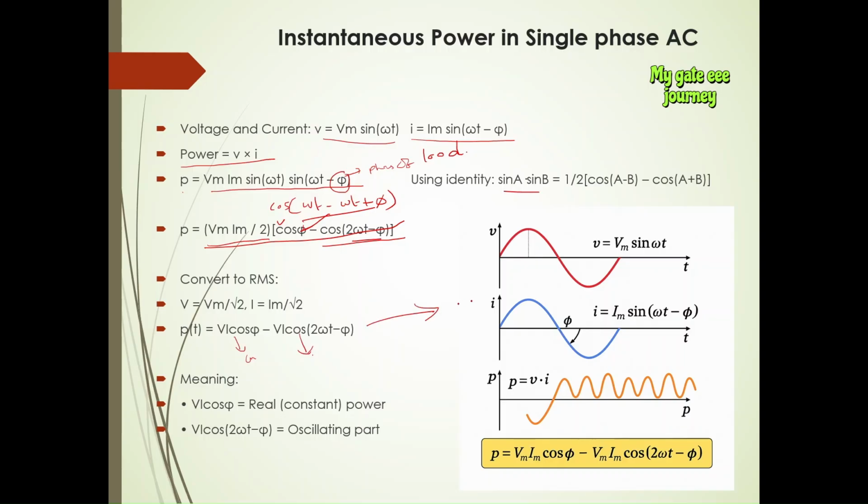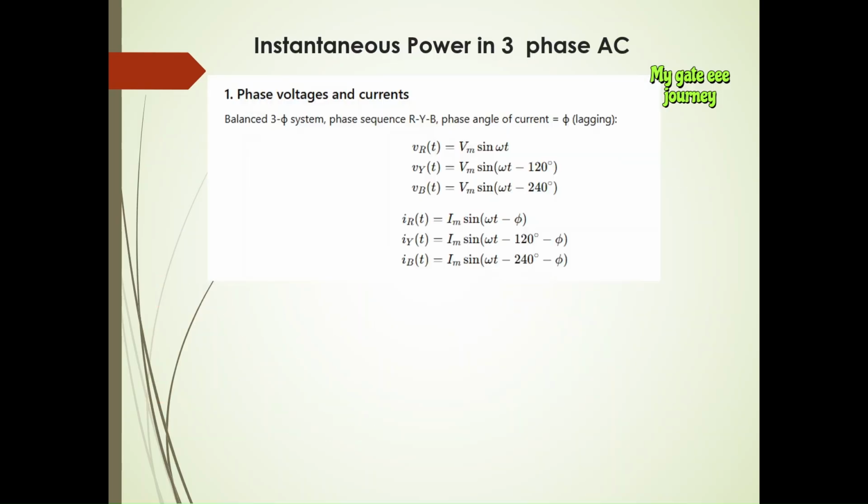For single phase power, the graphic representation is, this is Vm sin omega t, this is Im sin omega t, this is power. And you can observe this power is having some oscillation component. So what is the frequency of power here? Here you can see it is not single omega t, it is 2 omega t. Means if voltage is having f frequency, power will have 2f frequency. This is about instantaneous power in single phase systems.